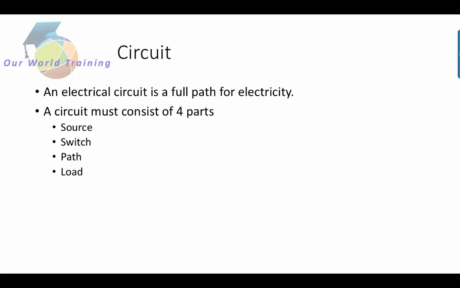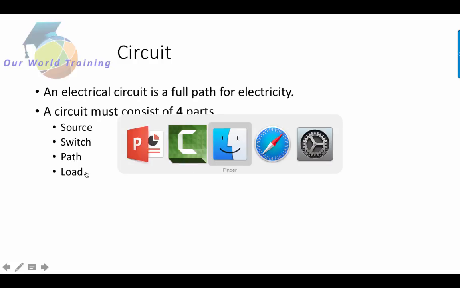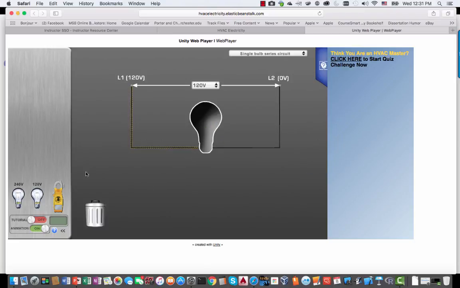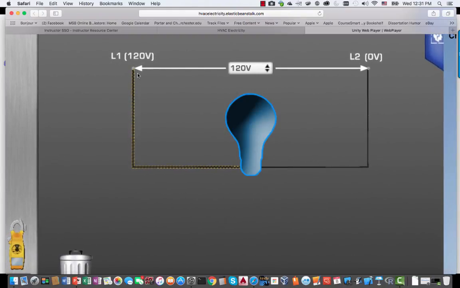Now, we need to talk about what a circuit is. I've mentioned electrical circuits a couple times. An electrical circuit is a full path for electricity. A circuit must consist of 4 parts. Has to have a source, a switch, a path, and a load. So if I jump over to one of my simulators I have up, we have a partial circuit here. I don't have the full circuit.